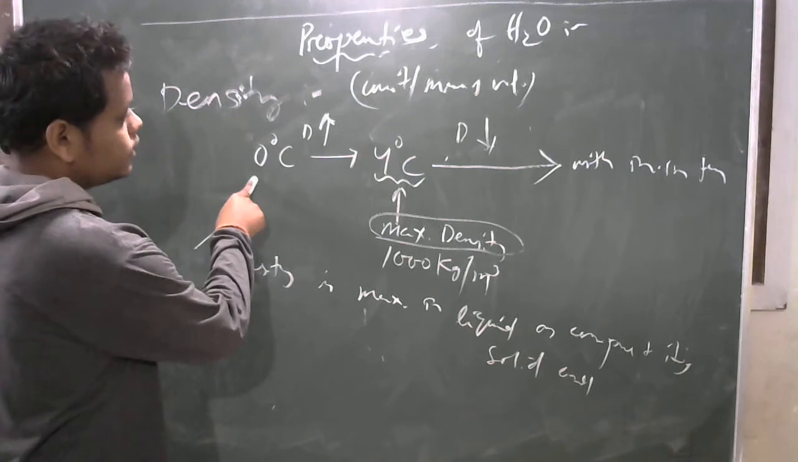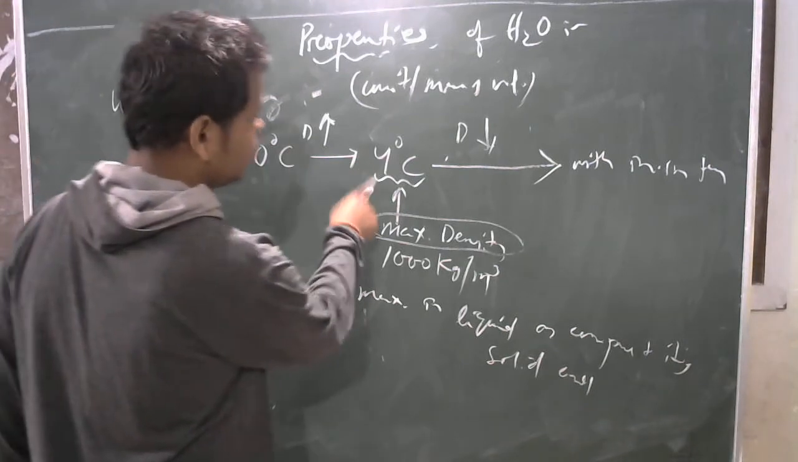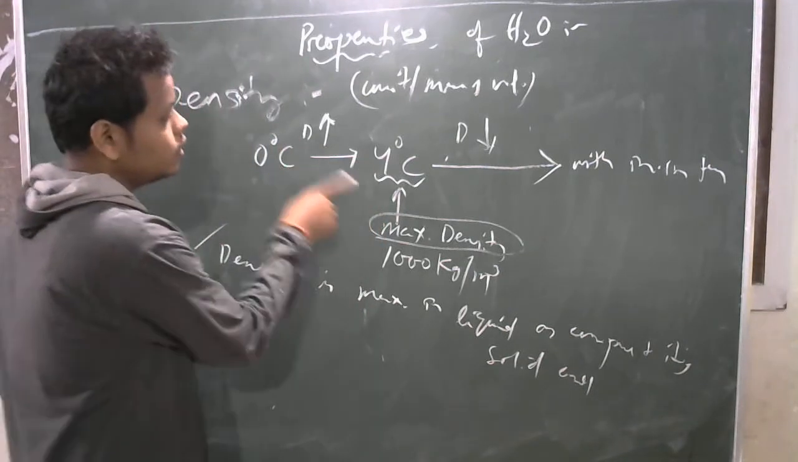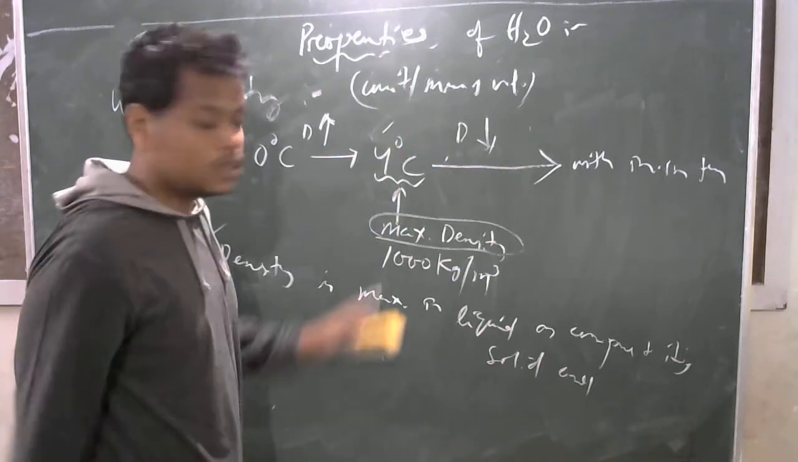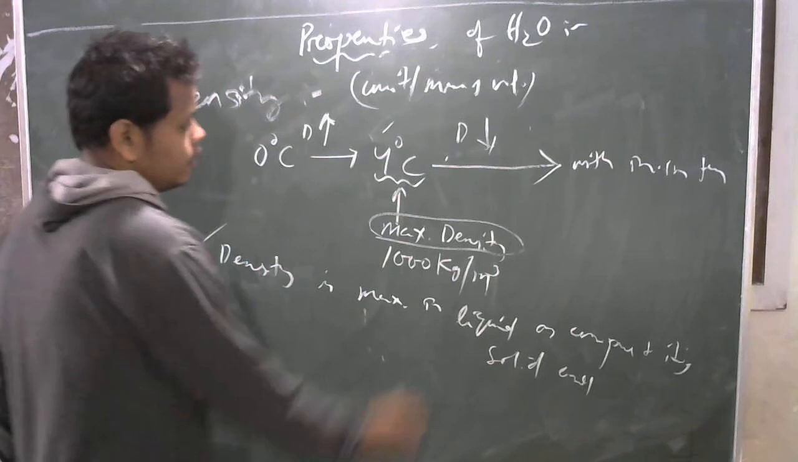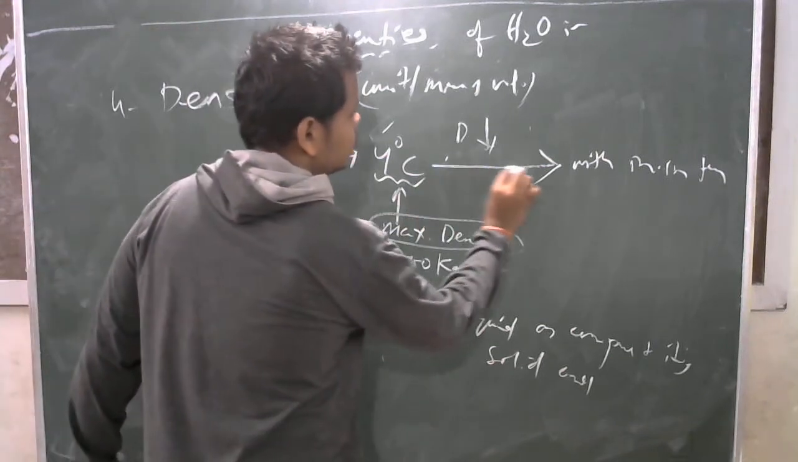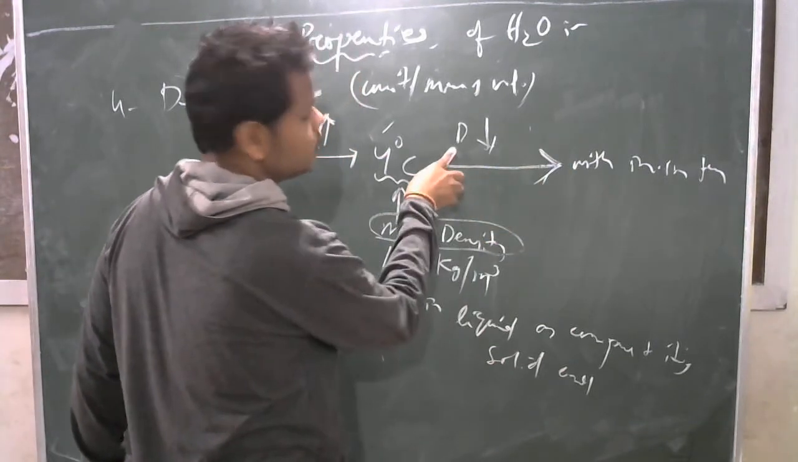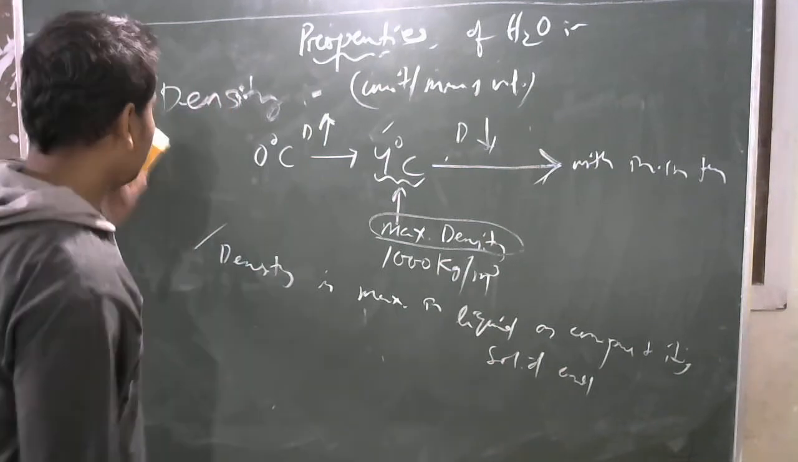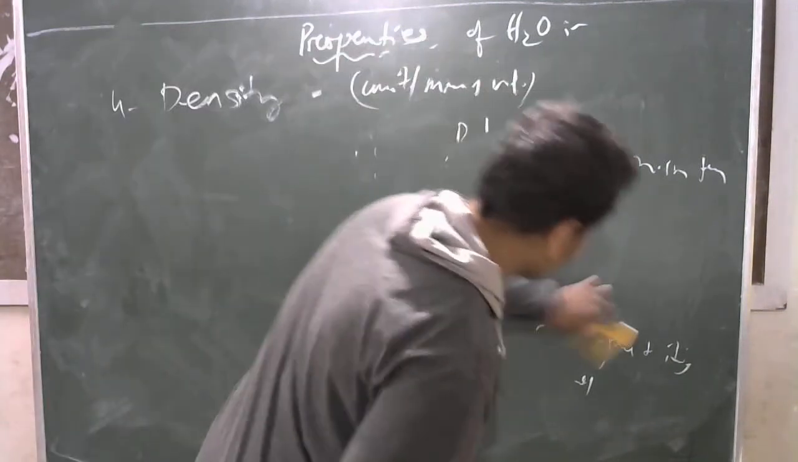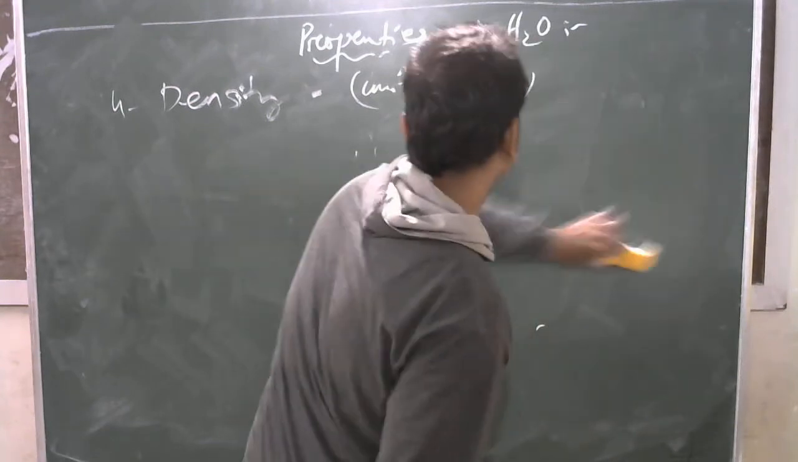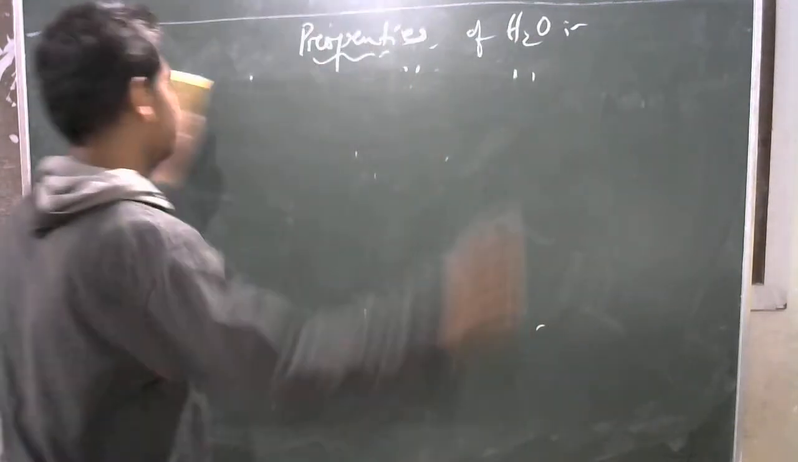With the increase in temperature from 0 degree Celsius to 4 degree Celsius, the density of water increases and we obtain the maximum density at 4 degree Celsius. This is very important for short questions. Then with increasing temperature beyond 4 degrees Celsius, density decreases. Okay, this property is also clear. Then the next property.